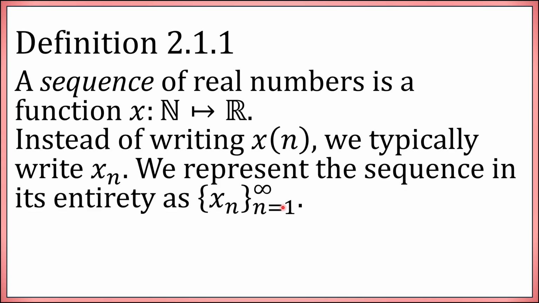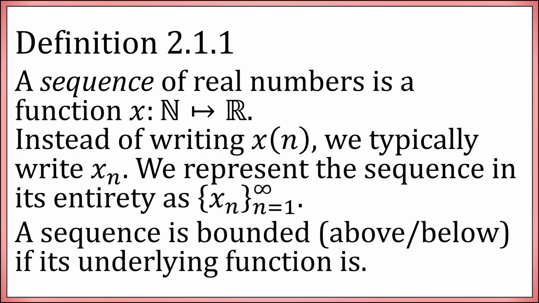Down here is the starting index, up here is the finishing index, which typically is just infinity, there is no stop. A sequence is called bounded, either above or below, if the function is bounded. Remember, a sequence is a function. So if this list of values, the range of that function, is bounded above or below, then the sequence is called bounded above or below.